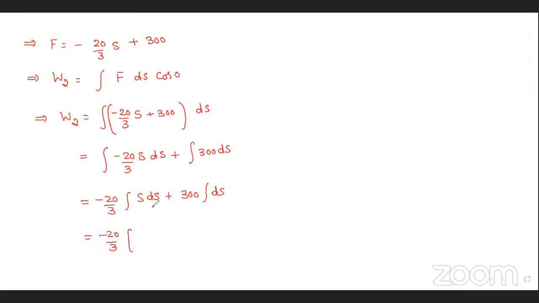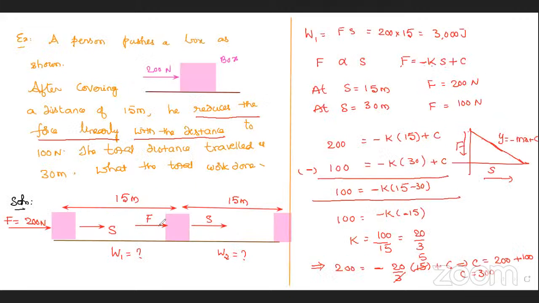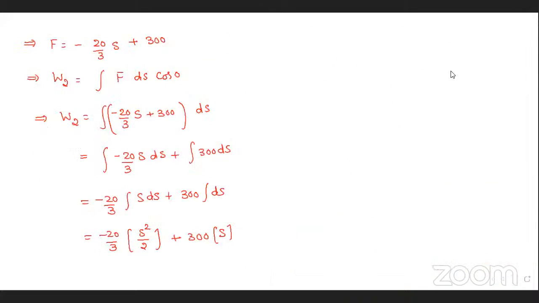So this is minus 20 by 3 into the integration of s, which is s square by 2, plus 300 into integral ds. Integral dx is x, so here integral ds is s. Now look at the limits. The force is variable from 15 meters to 30 meters. So I have to substitute the limits from 15 to 30.